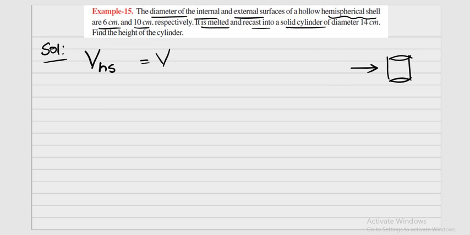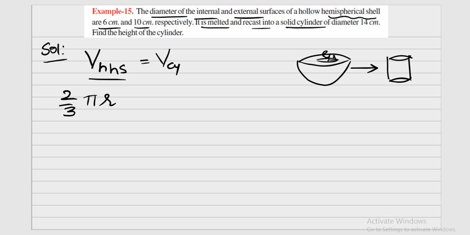Sorry, hemispherical means you will have a hemisphere. So the earlier figure is correct. From the center, this is small r, and from the center to the external surface it is capital R. So it is a hemispherical shape, a hollow hemisphere. So volume of hollow hemisphere is equal to volume of solid cylinder. So what is the formula for volume of hollow hemisphere? We know volume of hemisphere is nothing but 2/3 pi r cube, right, which is equal to volume of cylinder pi r square h.